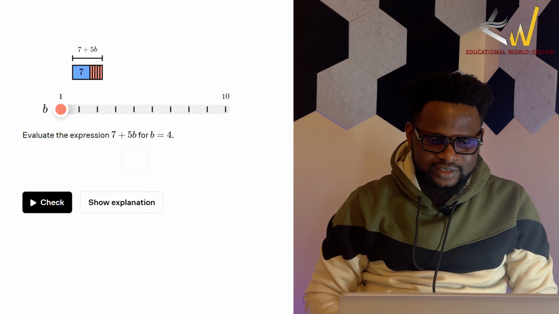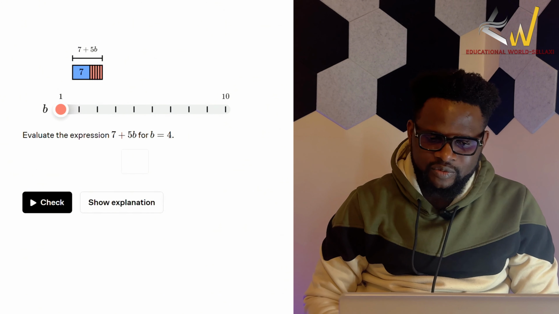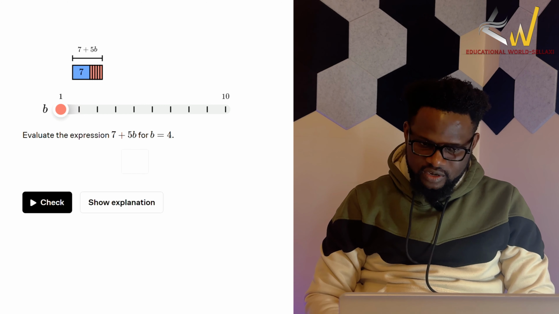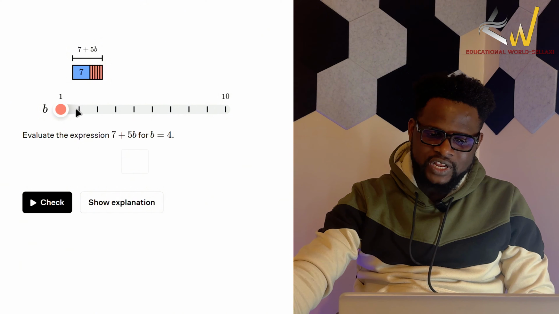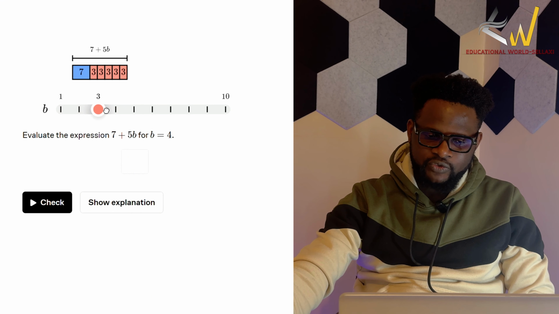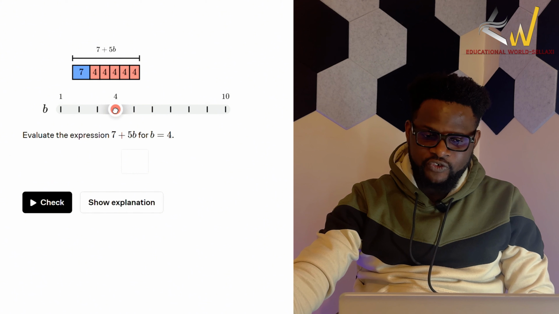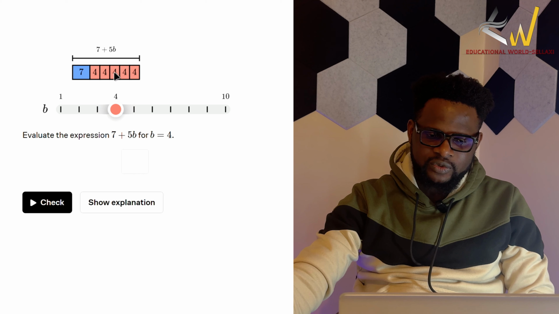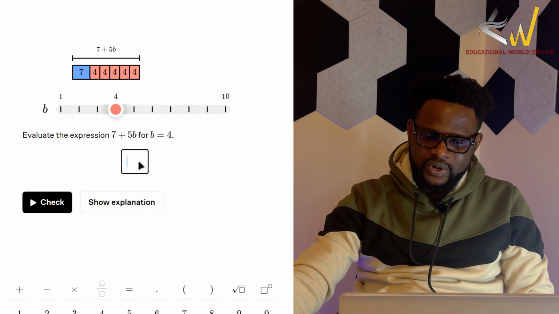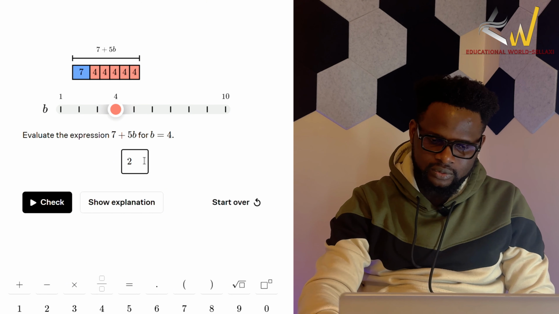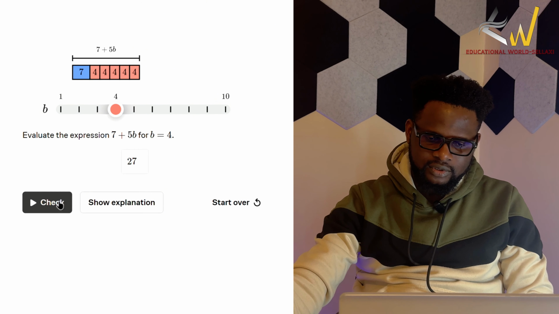Now let's look at this. Evaluate the expression 7 plus 5b for when the value of b is 4. So when the value of b is 4, let's drag this slider up to 4. Dragging this slider up to 4, we will see that we have 4 in 5 places. So 4 plus 4 plus 4 plus 4 plus 4. 4 times 5 is going to give us 20. All right. So 20 plus 7 is going to give us 27. So the correct answer there is 27. And that's correct.